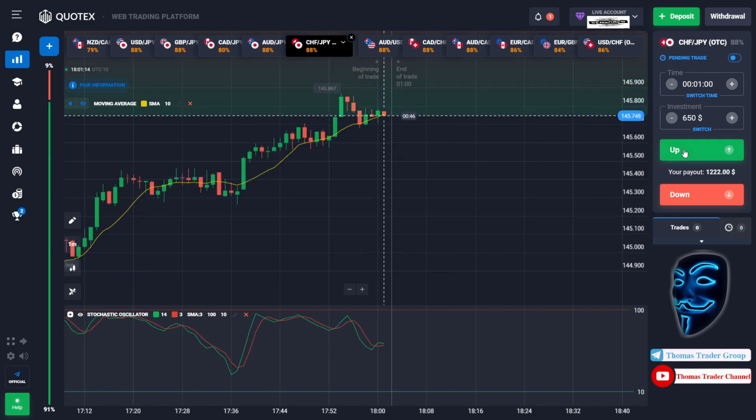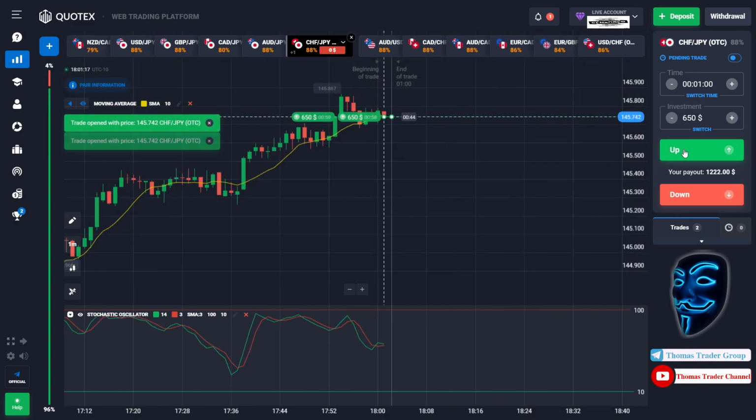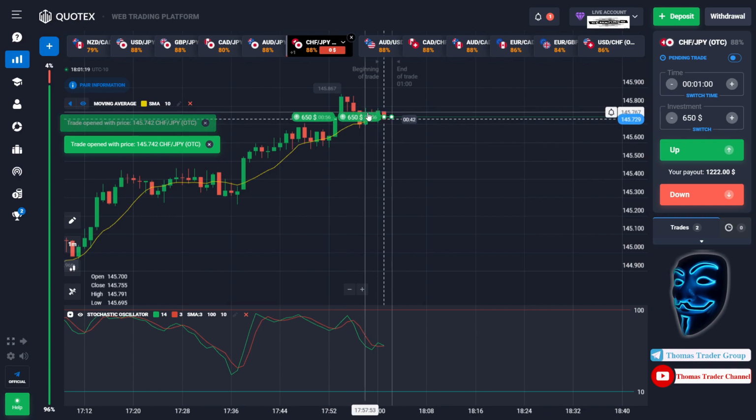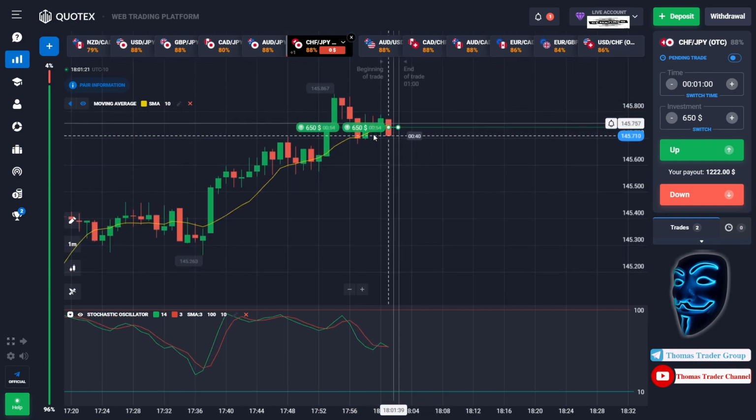And over here we still can open buy for 1 minute because I'm sure that after the market makes a rebound on the moving average line, it will continue the bullish trend. Let's prove it and let's wait till the end of our trade.